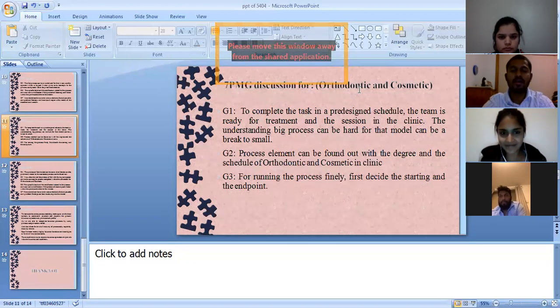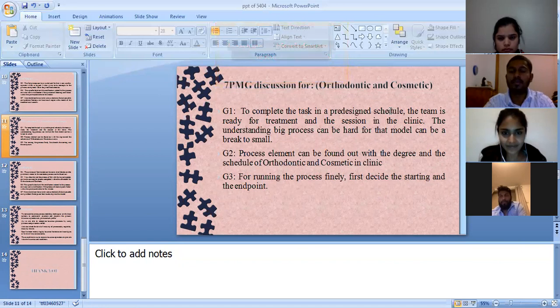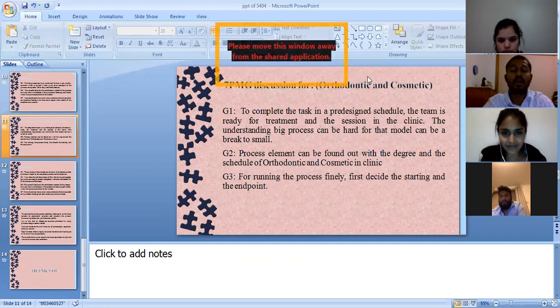The understanding of a big process can be hard for the model, and that can be broken into smaller parts. So when I relate this to the case study, all the ongoing patients are going to receive an initial treatment session in the clinic. And when it comes to the second guideline, process elements can be found out with the degree and the schedule of orthodontic and cosmetic treatment in the clinic.